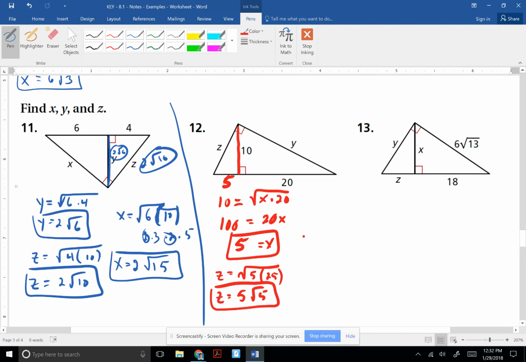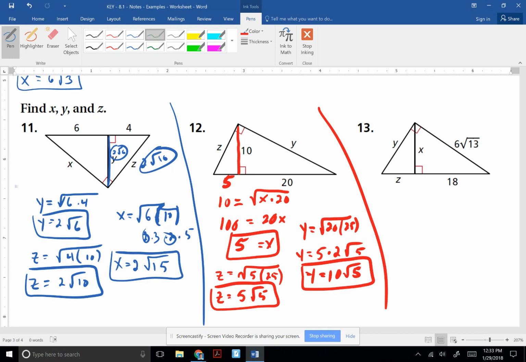We can do kind of the same thing for y. So y is going to be the geometric mean of the piece closest to it, 20, and the whole hypotenuse, 25. All right, so we have to simplify this a little more. We can still pull out the 5 from the 25, but radical 20 is 4 times 5. So that's pulling out a 2 and keeping a 5. So y equals 10 radical 5. Maybe hard to see, but hopefully we're good.